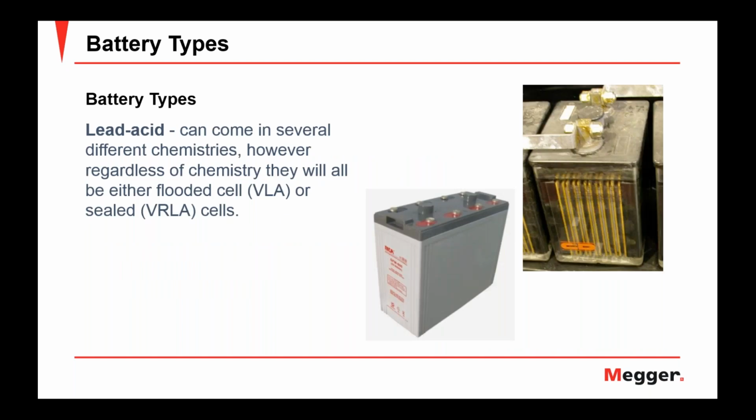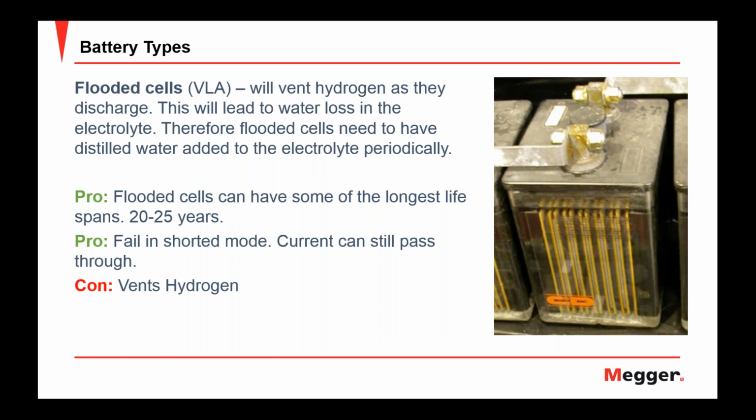Now, we break these down further. Lead acid can come in several different chemistries, but regardless of the chemistry, they'll all be either flooded cells or sealed cells. Flooded cells, or VLA, vented lead acid, are big. They're usually clear so we can see inside of them, but not all of them. They have a lot of electrolyte in them, and we have to periodically add distilled water because as these batteries discharge, they vent hydrogen gas. That hydrogen comes out of the water in the electrolyte, hence why we have to add distilled water periodically.